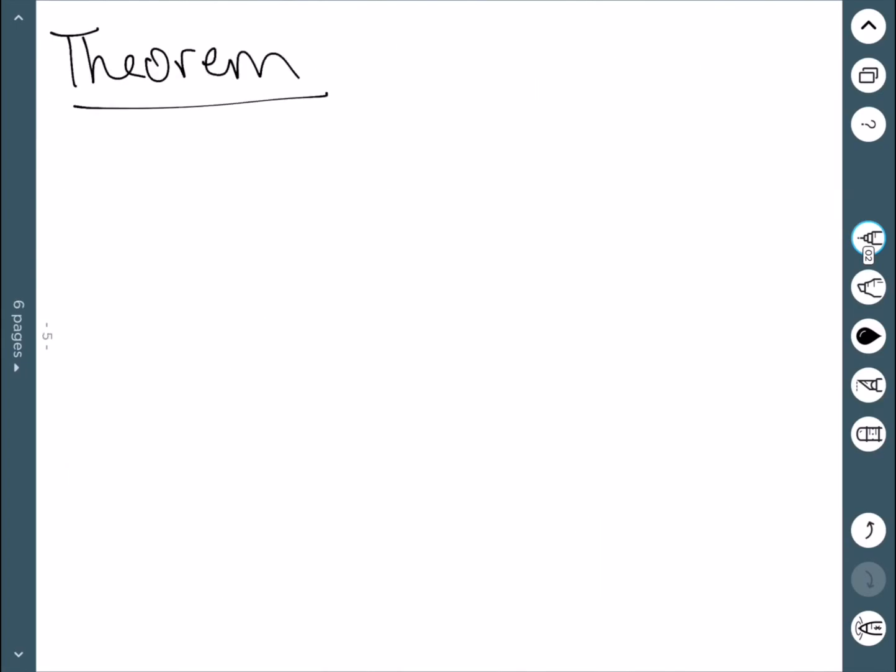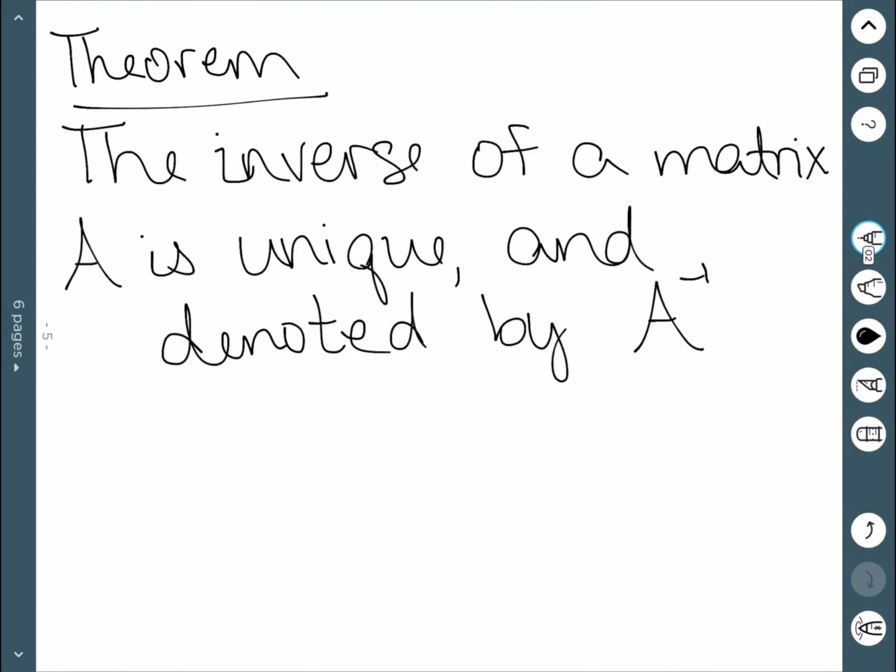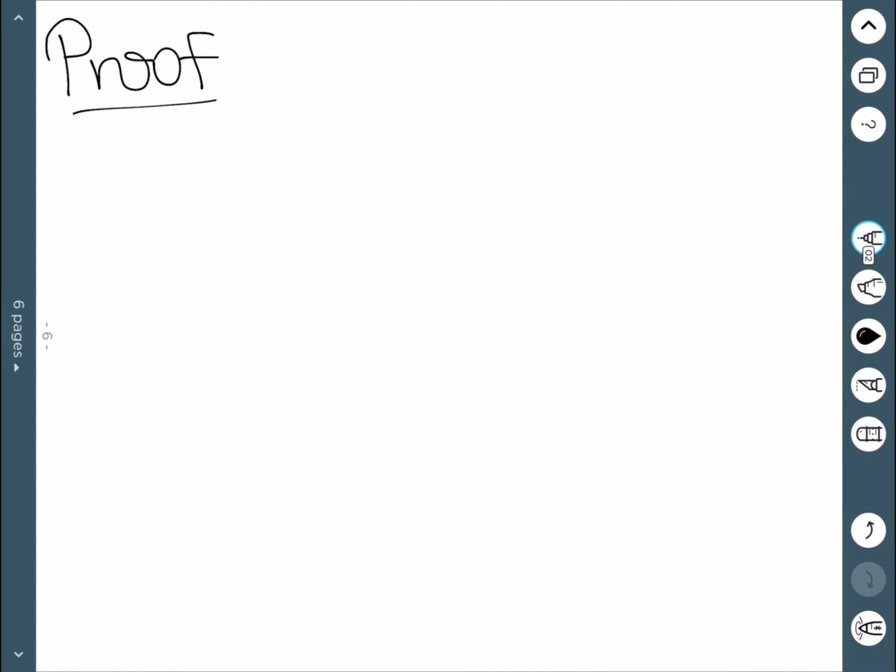We'll now give a theorem that involves these inverses. The inverse of any given matrix A is going to be unique. There's only one inverse, if it exists. And if that happens, then we denote it by A to the negative 1, which is read A inverse. And we'll now look at proving this.